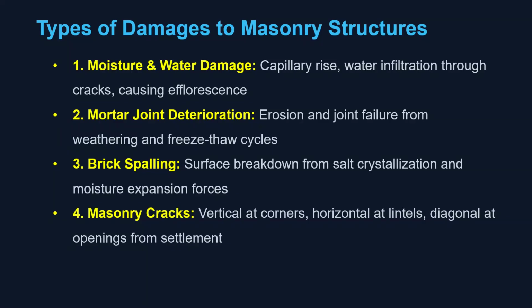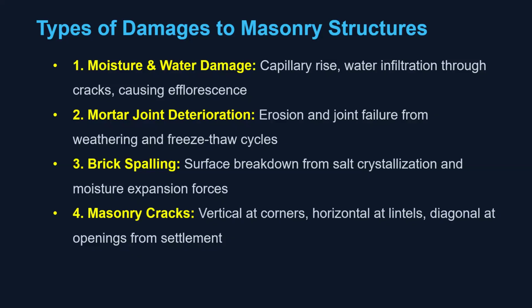The second damage we could notice is mortar joint deterioration. It is because of erosion and joint failure from weathering and freeze-thaw cycles. The third damage is brick spalling. Surface breakdown from salt crystallization and moisture expansion forces leads to brick spalling from the structure.